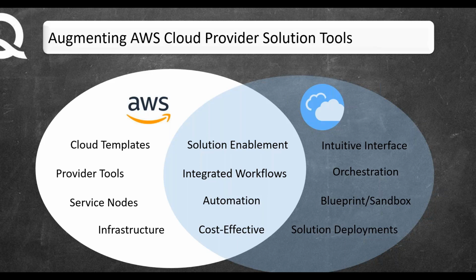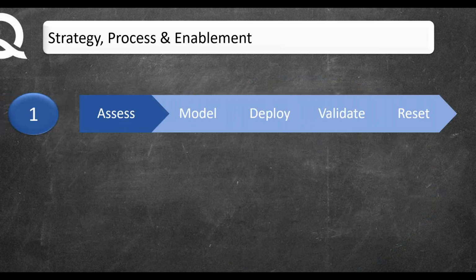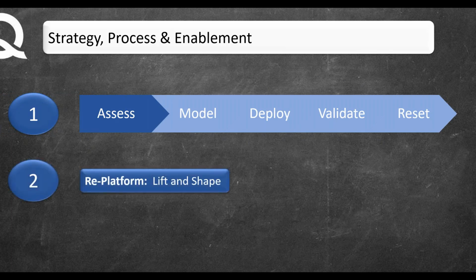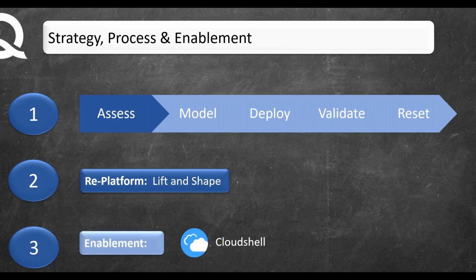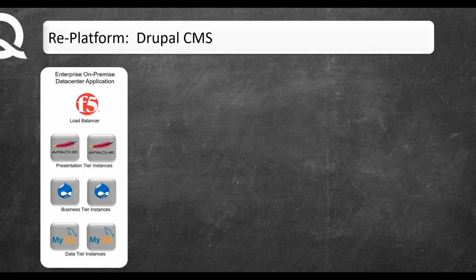effectively. So let's go ahead and take a look at then how you would start this whole approach. You definitely have to assess your on-premise application. You have to decide on what strategy you're going to select. In this case, we're going to focus on the re-platform, the lifting and shaping of that. And then we're going to share with you how in AWS you can actually enable that strategy and then go through the modeling, deployment, the validation, and then termination of those environments using CloudShell. So that's what we'll demonstrate here in a moment, but I want to share with you first that architectural overview.